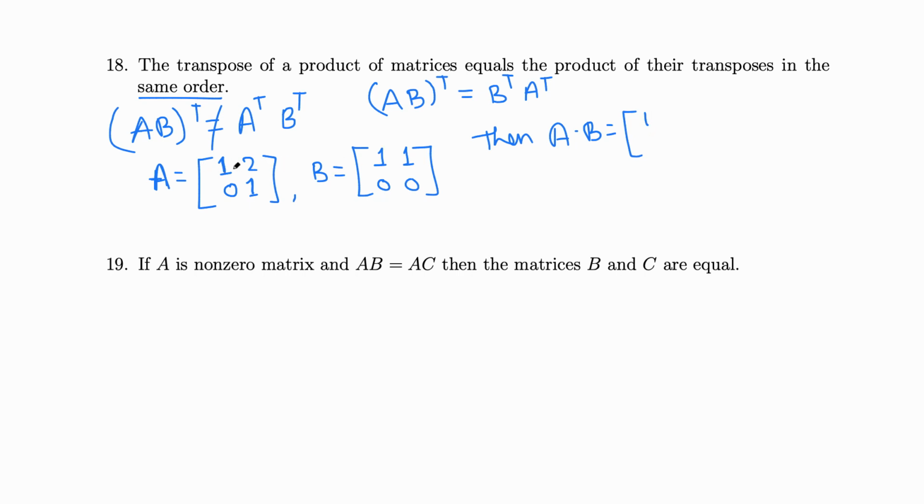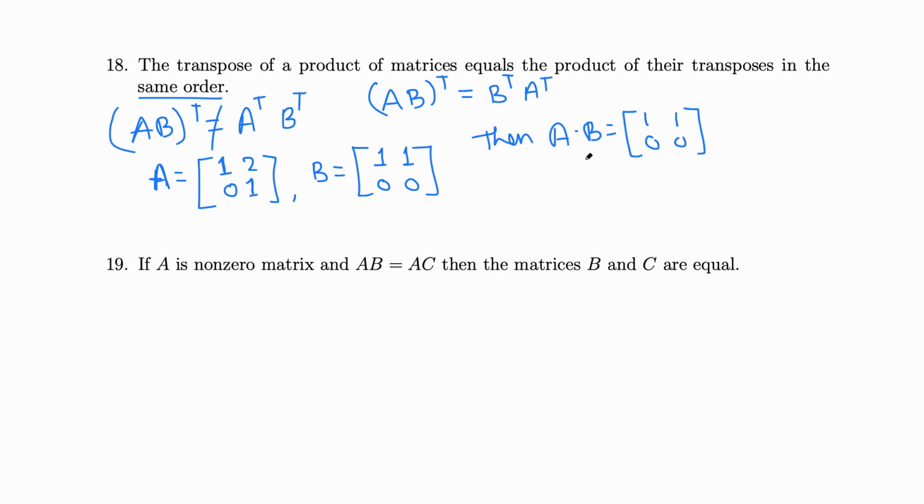This one times this one, 1 times 1 plus 2 times 0, and this one times this one gives us 0. Okay, now 1 2 times 1 0 is just 1, and 0 1 times 1 0 is 0.